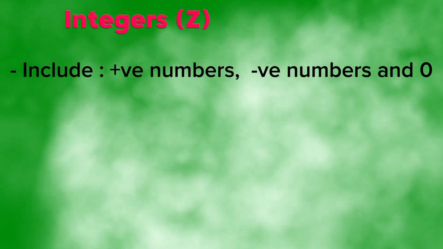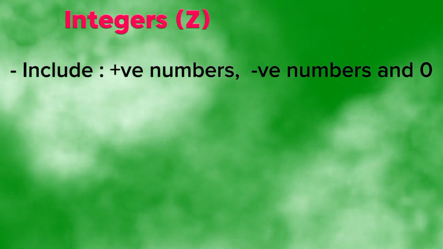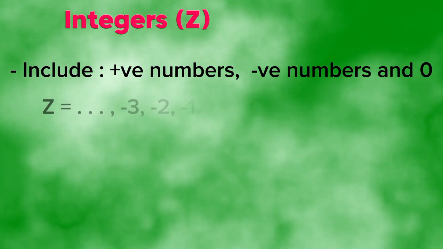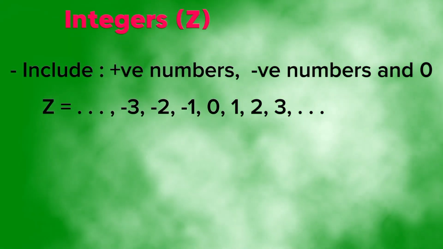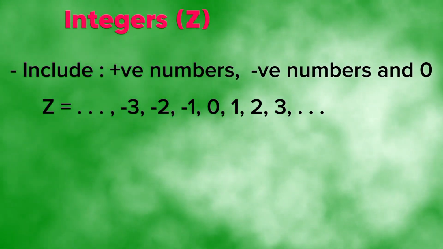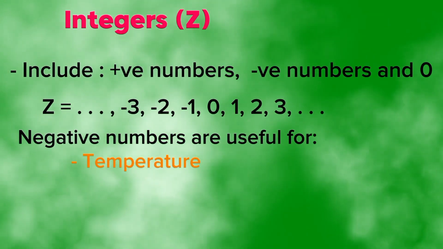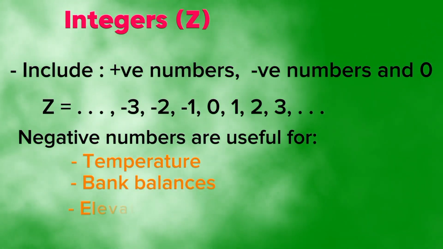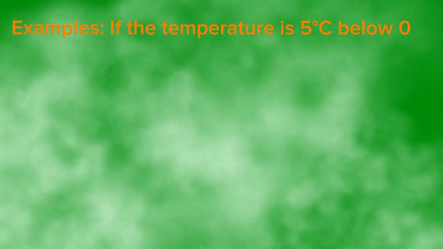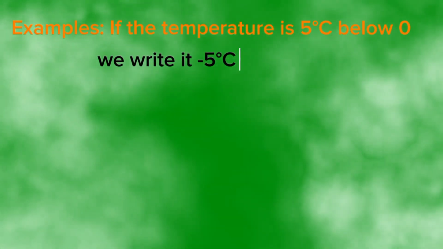Integers. Integers include positive numbers, negative numbers, and 0. Symbol: Z equals minus 3, minus 2, minus 1, 0, 1, 2, 3. Negative numbers are useful for temperature, bank balances, elevators. Example: if the temperature is 5 degrees Celsius below 0, we write minus 5 degrees Celsius.